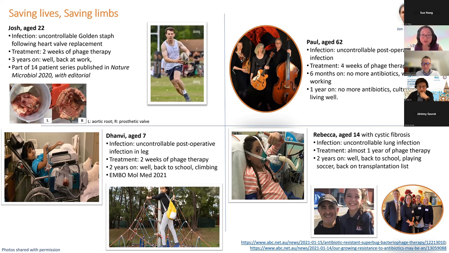7-year-old Denvi, a lot of you may have heard, was involved in a car accident in India. She had post-operation Pseudomonas infection in India. When she came back to Australia, she was on intravenous antibiotics for almost over a year. And it wasn't healing, her bone wasn't healing, and she was offered amputation. We treated her for 2 weeks and she kept her legs. And now, as you can see, she's climbing like any 11-year-old would do.